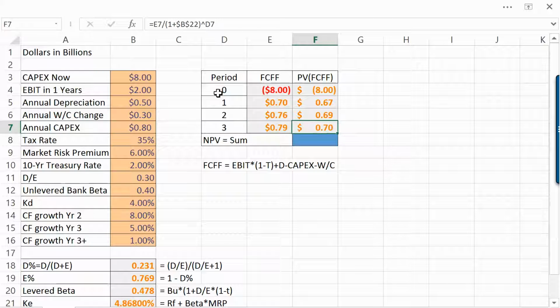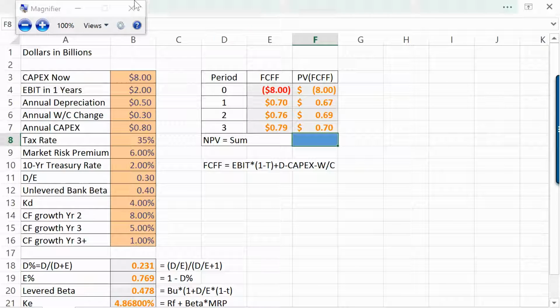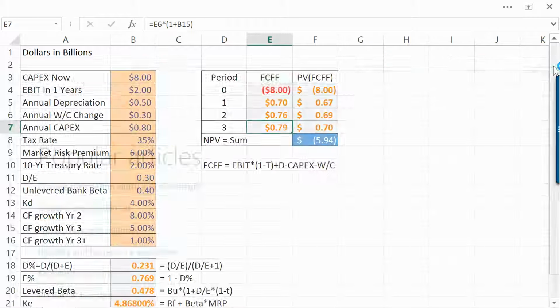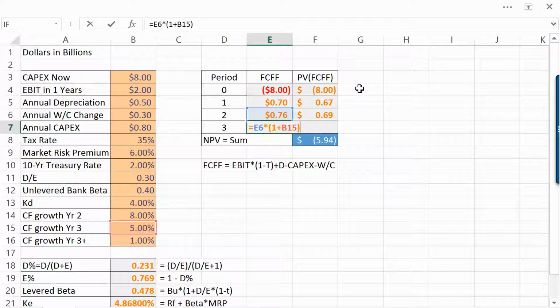Now the problem with this, if I just sum this up, this is going to pretend that the project ends after the 3rd year. But that's not the assumption we're making. We're making the assumption that this is going to continue infinitely. And in fact, the 79 cents that I earn at the end of year 3 is going to then grow at 1% forever. So to capture that, I need to change this formula here. I'm going to say that I'm going to receive 0.79 billion at the end of year 3.